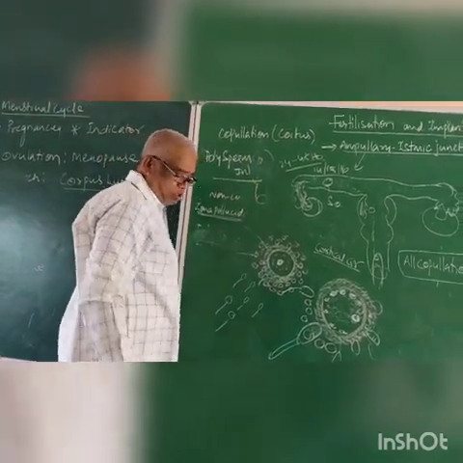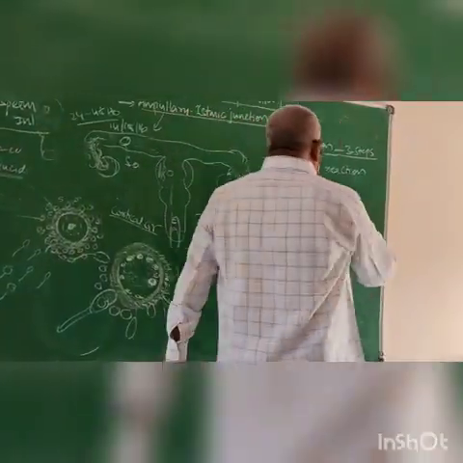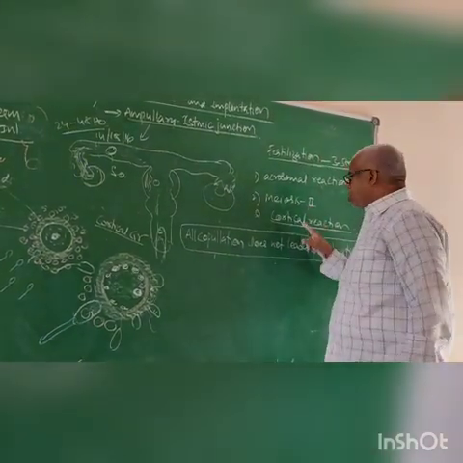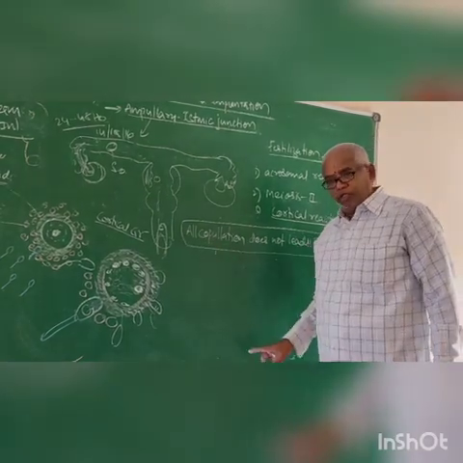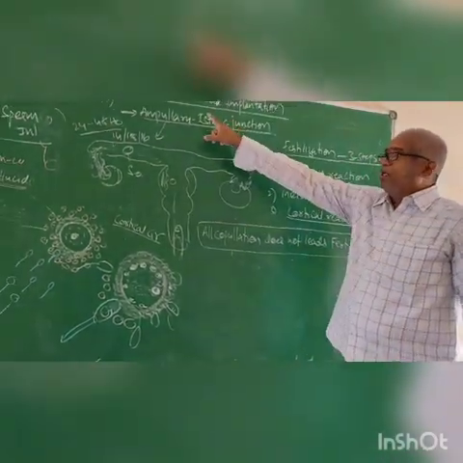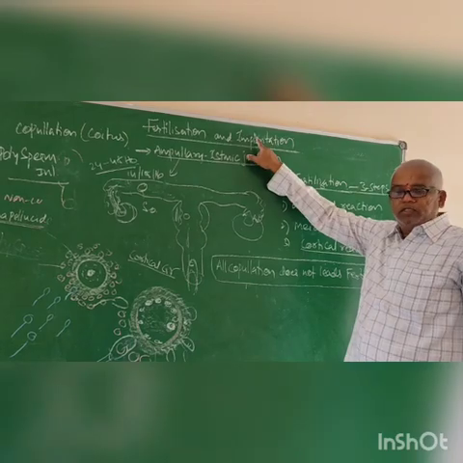This is about the three steps: acrosomal reaction, meiosis 2, and cortical reaction. Almost these three occur simultaneously during fertilization. With this, fertilization now comes to implantation. Next.